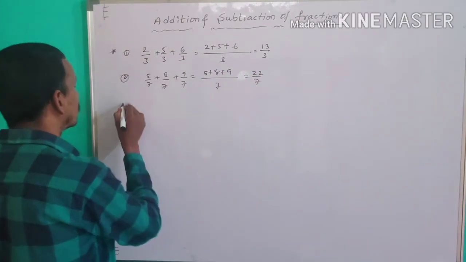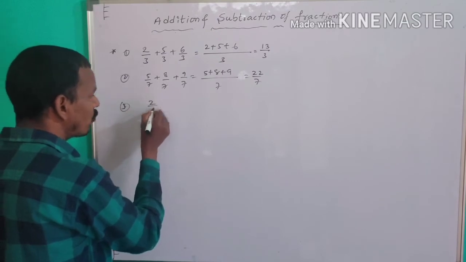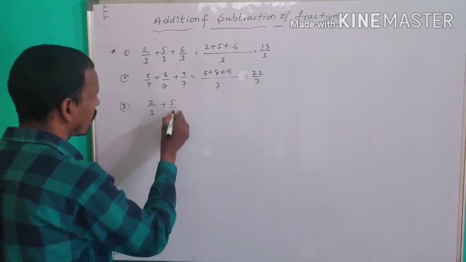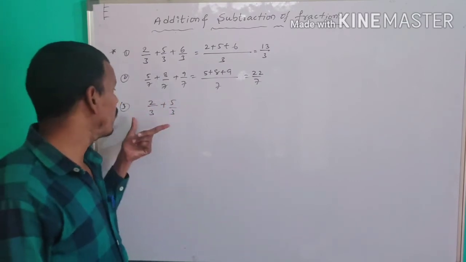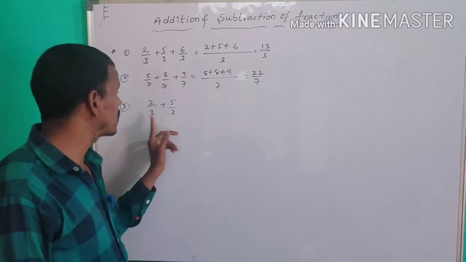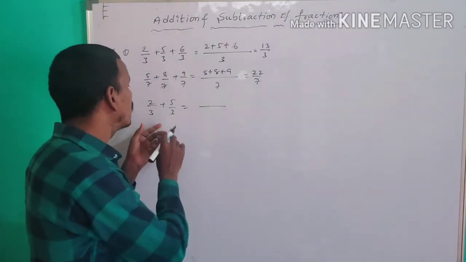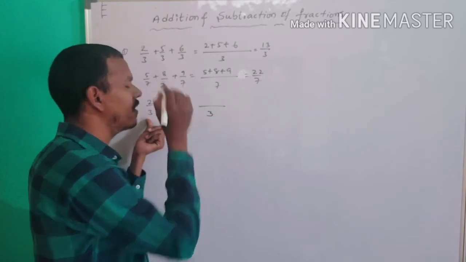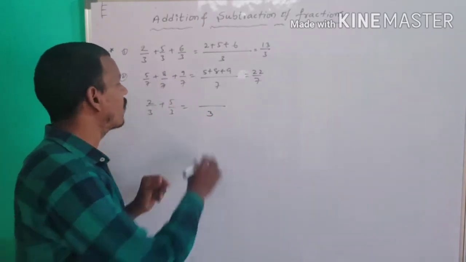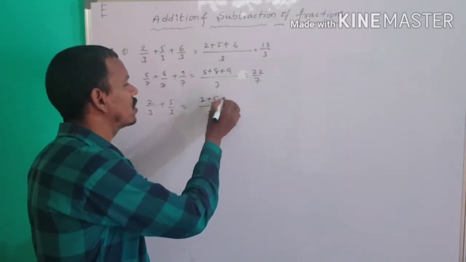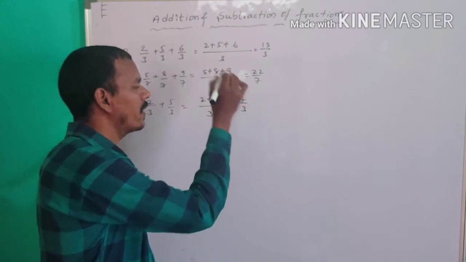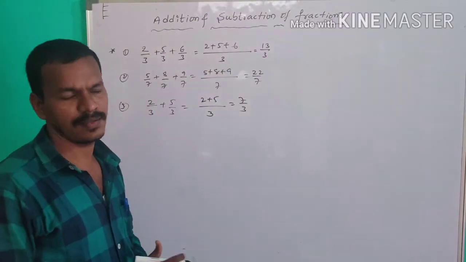Suppose we are given any two fractions where the denominators are the same. Since both denominators are the same, we can take the ones, and 2 plus 5 we can add. How much? 7 by 3. It is the right answer.